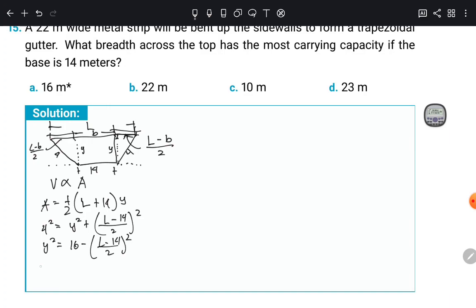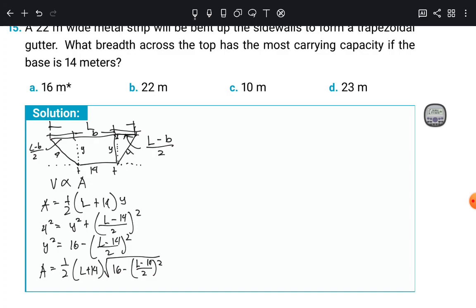So we can solve for Y squared. Y squared will be equal to 4 squared, 16, minus ((L - 14)/2) squared. Then we can input that in our area, taking the square root of that. So the area now will be 1/2 (L + 14) multiplied by Y, which is the square root of 16 minus ((L - 14)/2) squared. Now we have a single variable equation, so we can take the derivative.